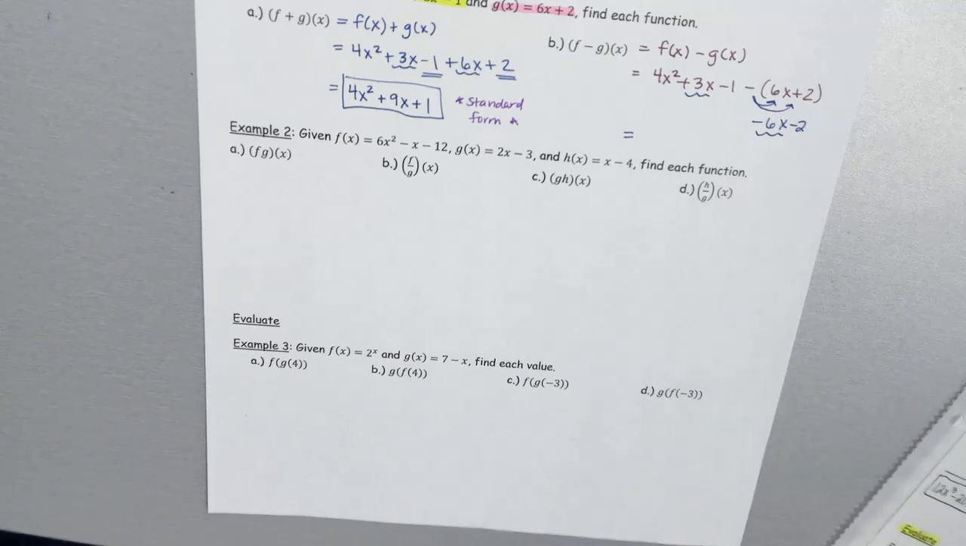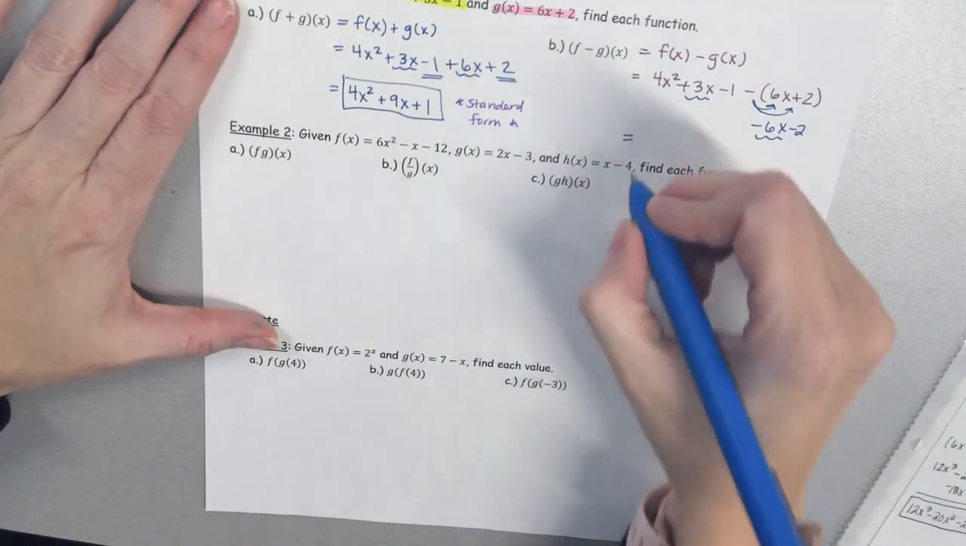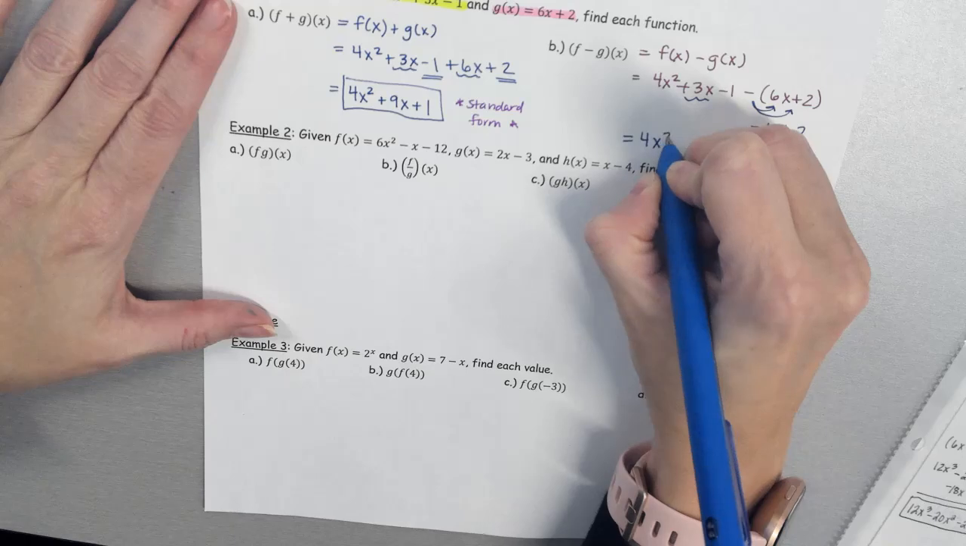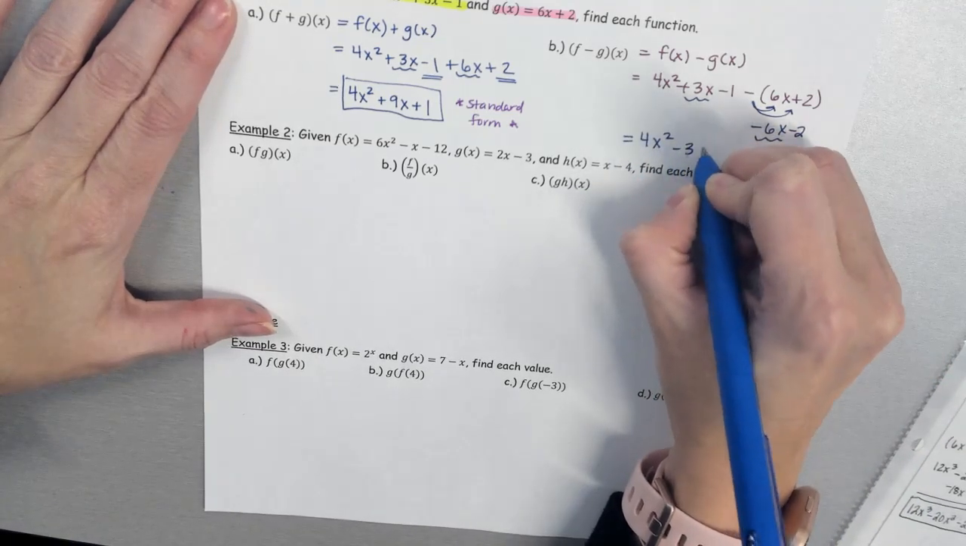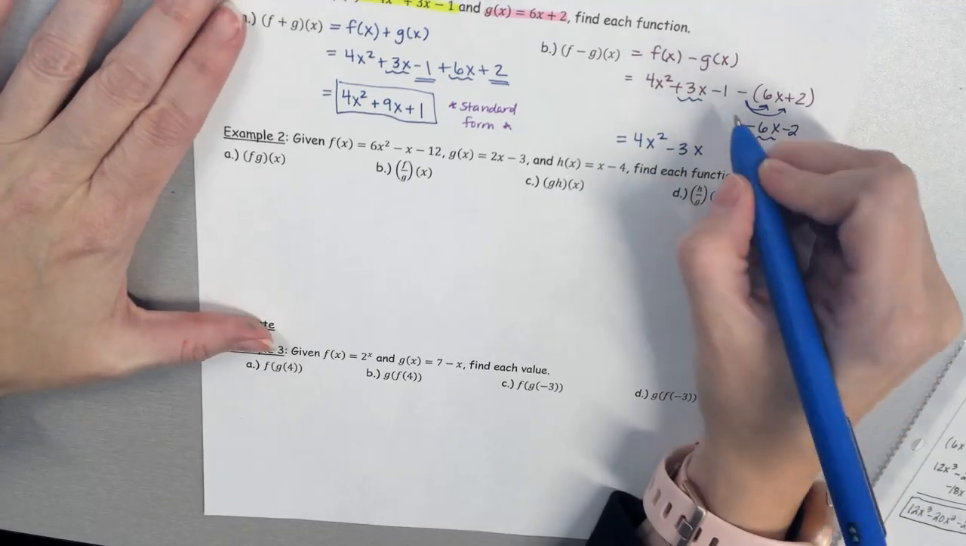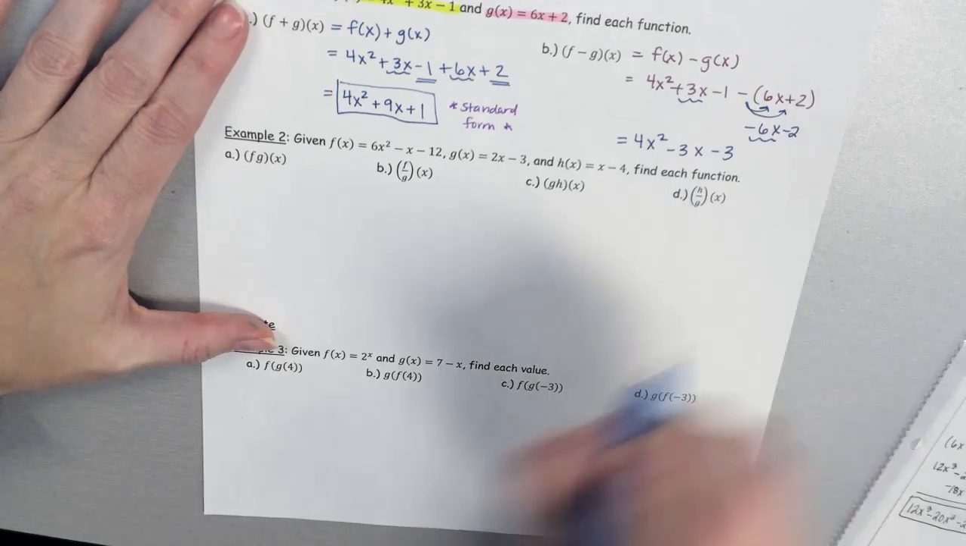Okay, so then we should have 4x squared minus 3x, and then negative 1 minus 2, yep, minus 3.